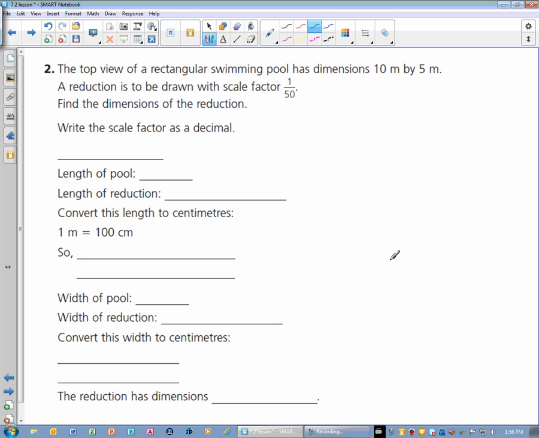Okay, number 2. It says the top view of a rectangular swimming pool has dimensions 10 by 5. The reduction is to be drawn with a scale factor of 1/50. Find the dimensions. All right, starting with the scale factor, write it as a decimal. You need to convert 1/50. On your calculator, do 1 divided by 50, you should get 0.02.